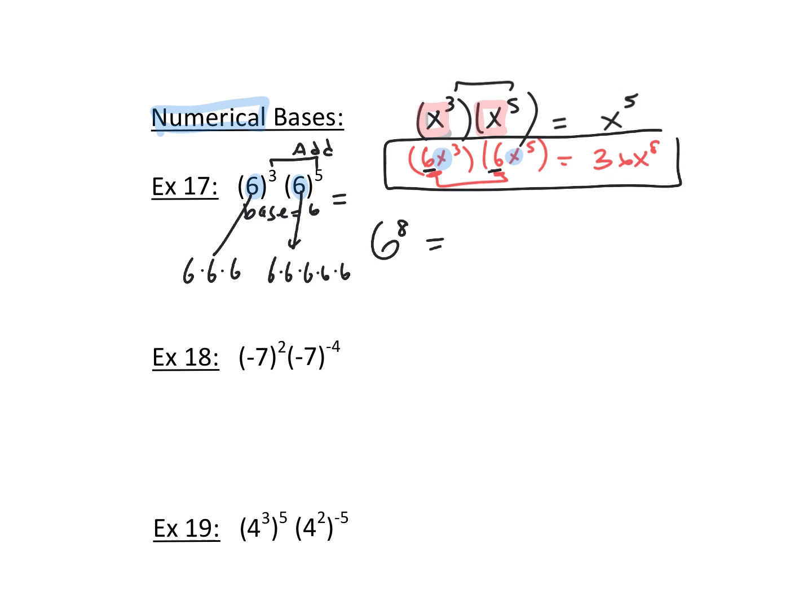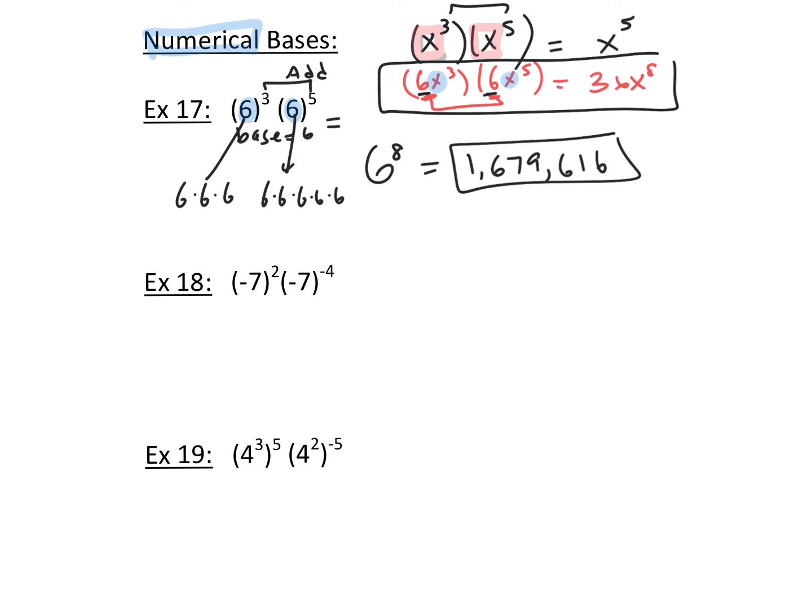Okay, 6 to the 8th power is a very large number, so it's 1,679,616. Most values are not going to come out that large, but here's another example. Again, this -7 is the base, so I'm just going to carry over the -7, copying the parentheses, and I'm going to use my laws of exponents, which say I add exponents when I'm multiplying. So 2 plus -4 is -2, and then I'm going to simplify this.